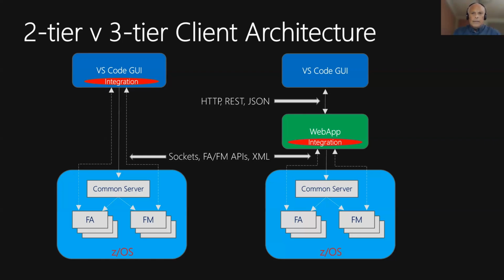Now, the 3-tier solution on the right is more effort to develop because we have to create that transformation layer, but it does give us the flexibility. Next slide, thanks, Eduardo. It gives us the flexibility of being able to introduce other applications or programs that can consume FA and FM services through REST. So the red ellipse that says integration is the main point of this slide.